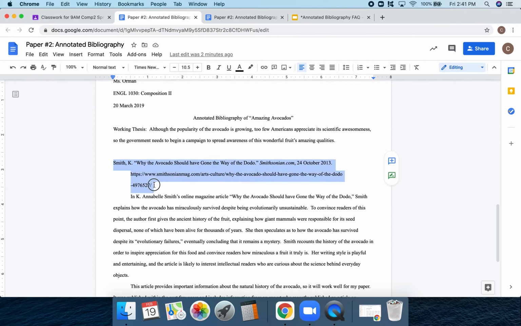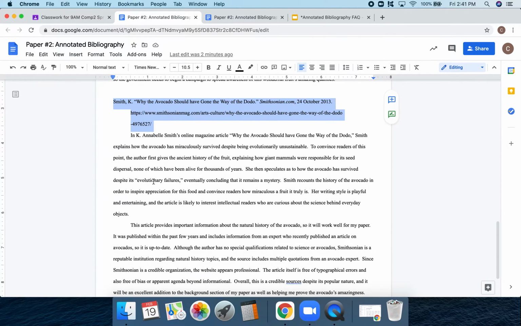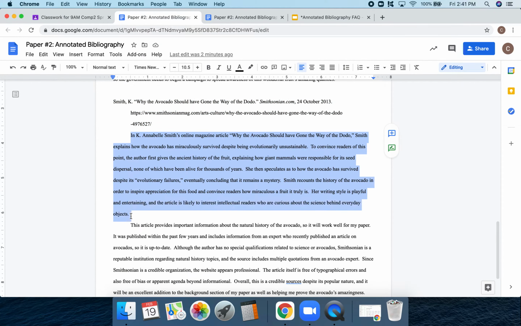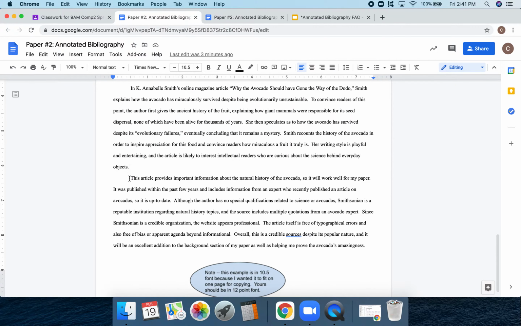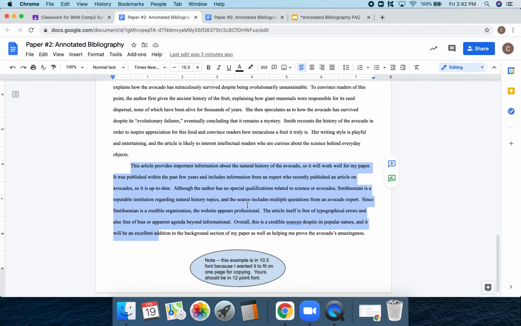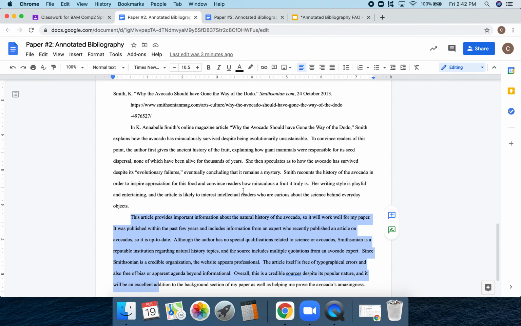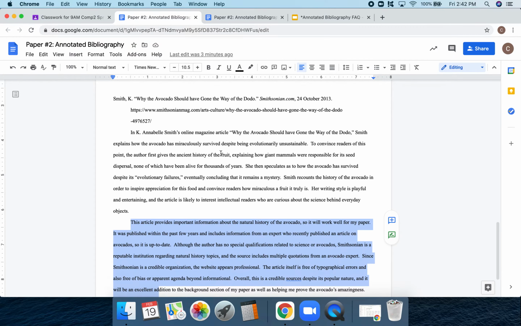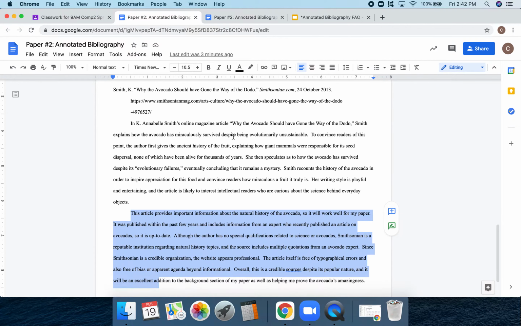You will first have an MLA citation for each source, a paragraph summarizing the source. We will follow a very specific set of guidelines for what to do sentence by sentence in this summary, so we'll get into that in more detail later. And then a paragraph evaluating the source, and we'll use the textbook's tips on how to evaluate a source and sort of go sentence by sentence in this paragraph as well. So this is what sort of one annotated bibliography entry will look like.